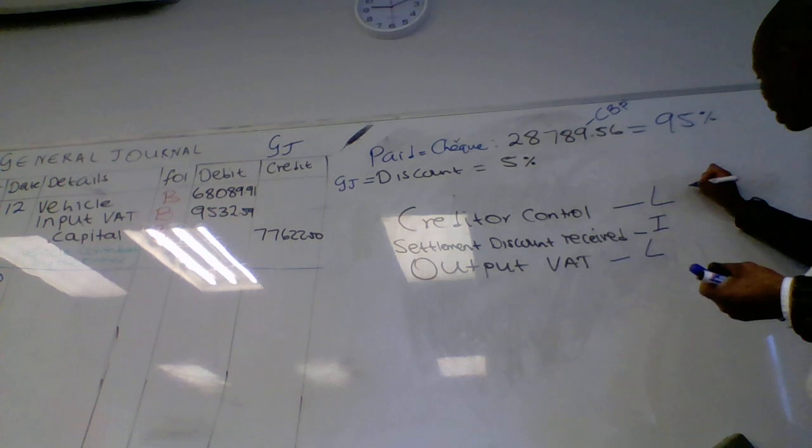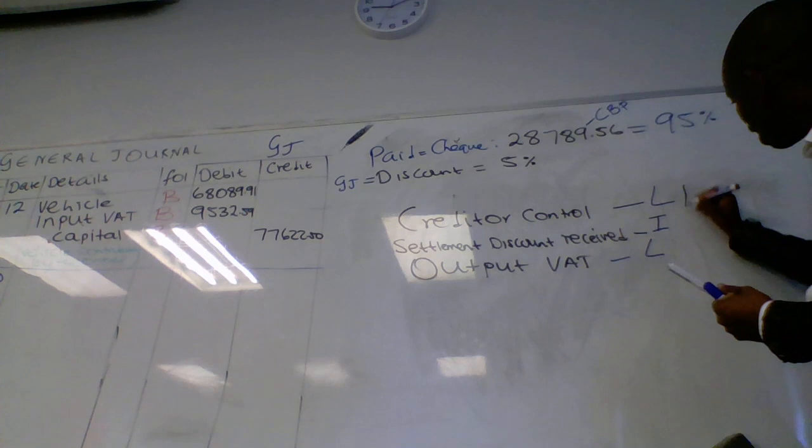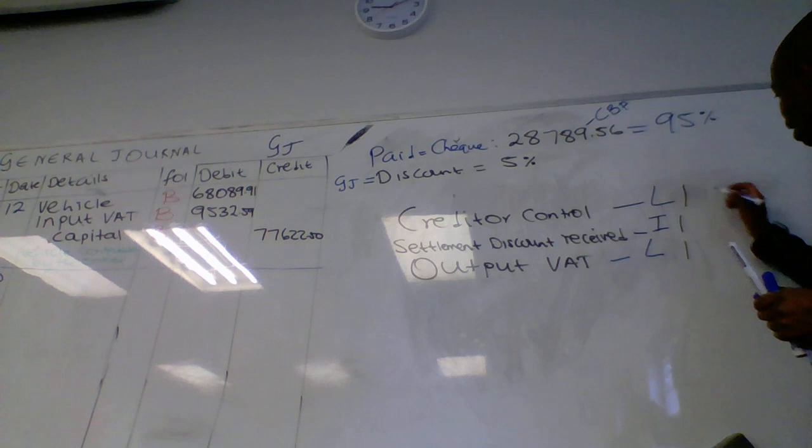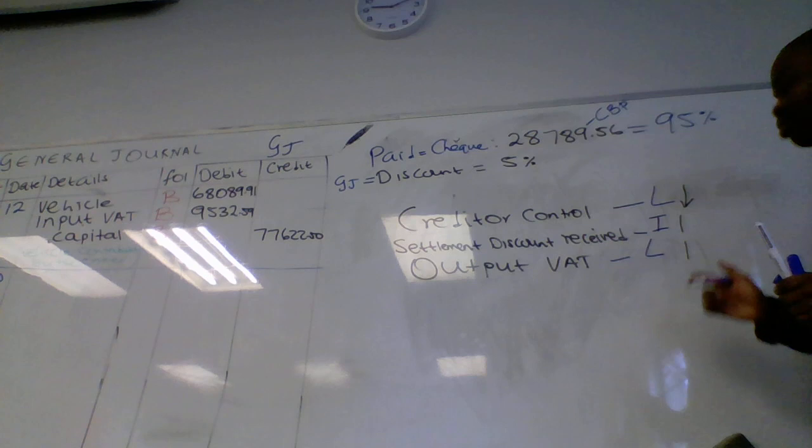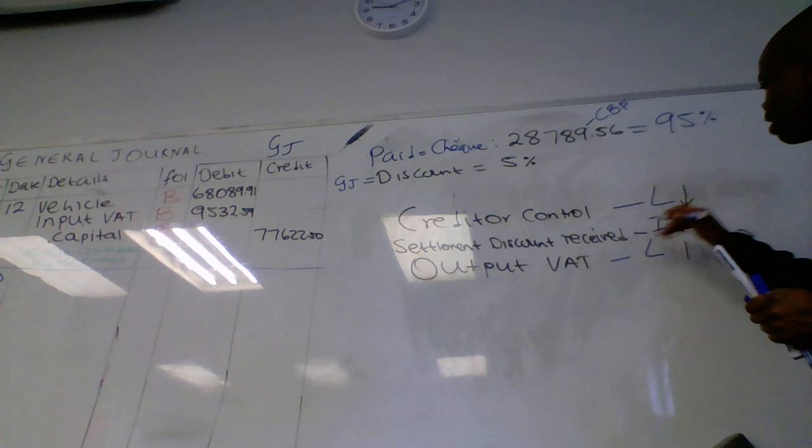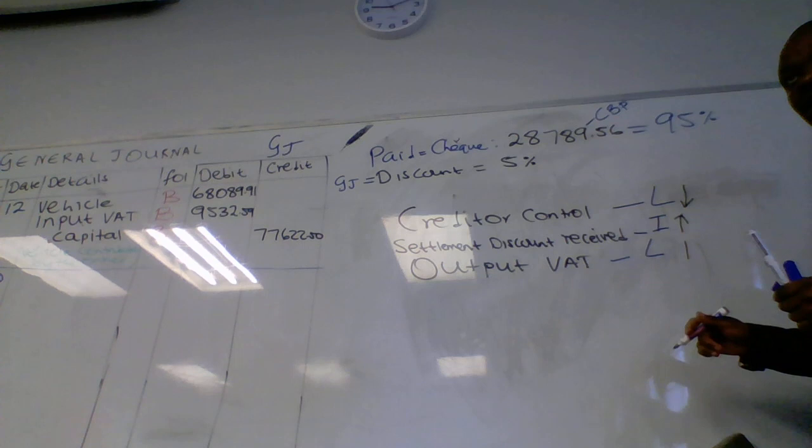Classify. Okay, movement. Let's show the movement. Help me with the movement. Will the liabilities increase or decrease? Because if they give you the discount, you owe less. What about the settlement discount received? Income, will it increase or decrease? Because they gave me an income in the form of what? Discount. What about the liabilities output? Increase.